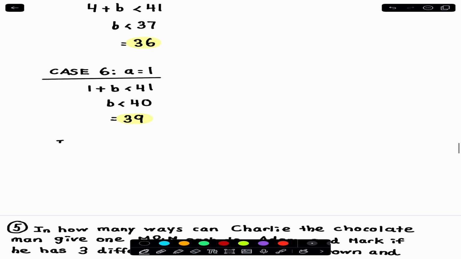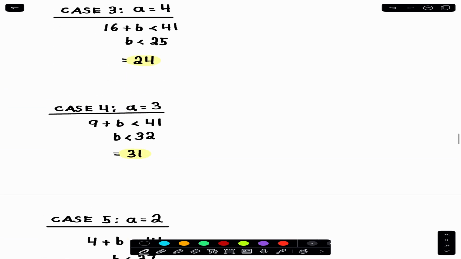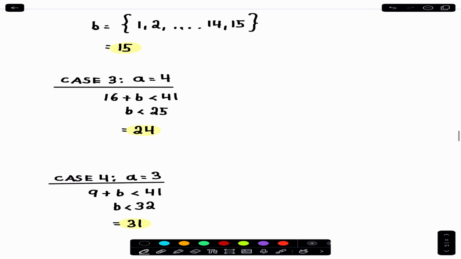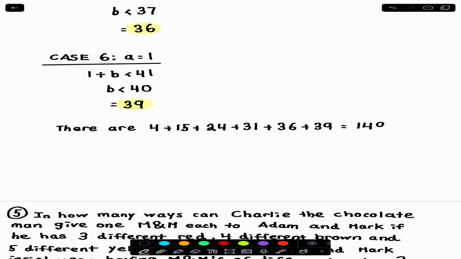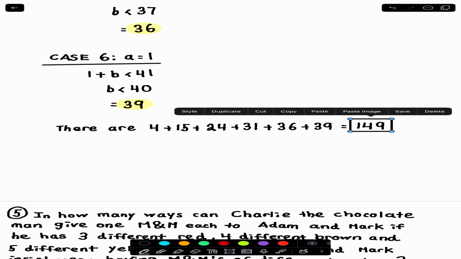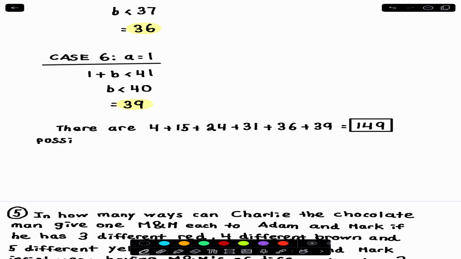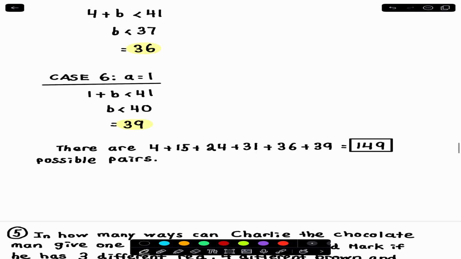This means that there are 4, 15, 24, 31, 36, and 39, which is 149 possible pairs A, B.